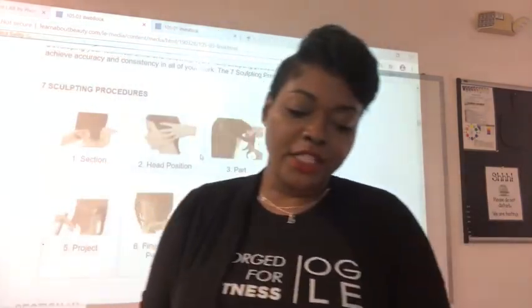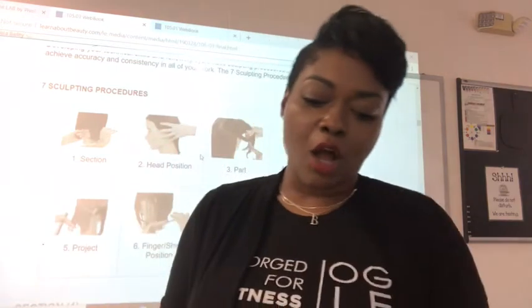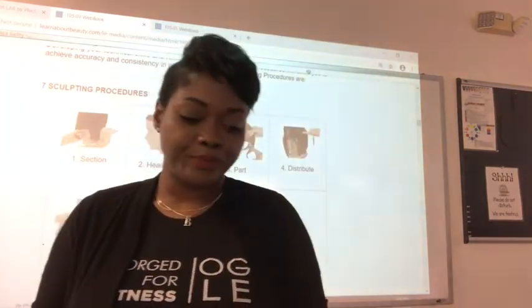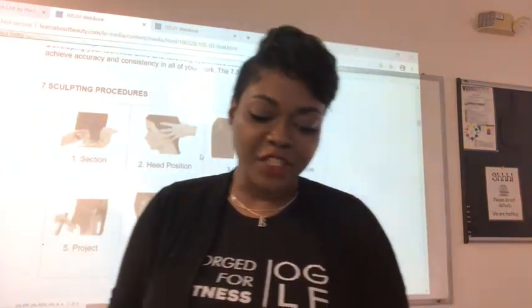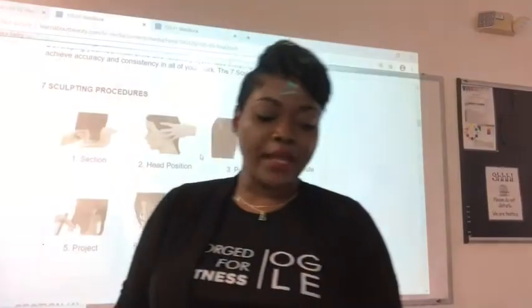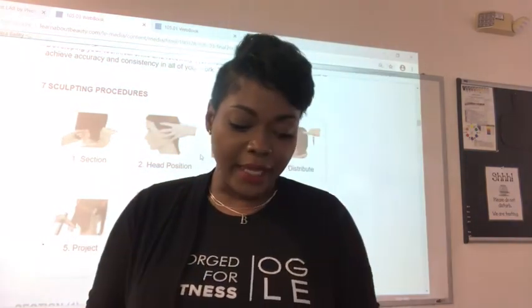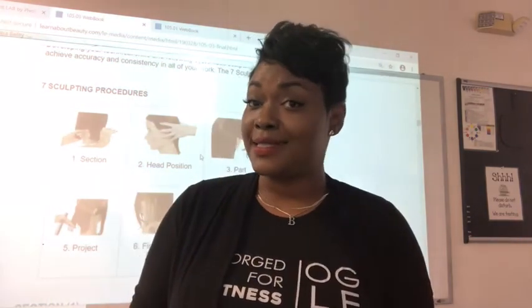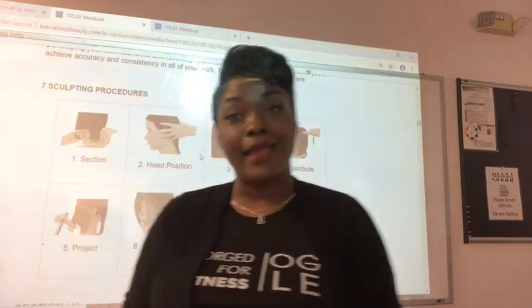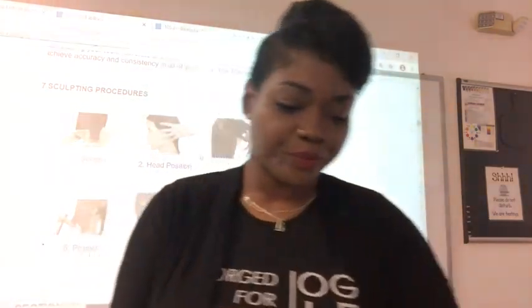Number 4 is distribution. Distribution is the direction that the hair is being combed in relation to the part. Number 5 is projection, also known as elevation. You can have low elevation, which would be 0 to 30 degrees, medium elevation, which would be 30 to 60 degrees, or high elevation, which would be 60 to 90 degrees.